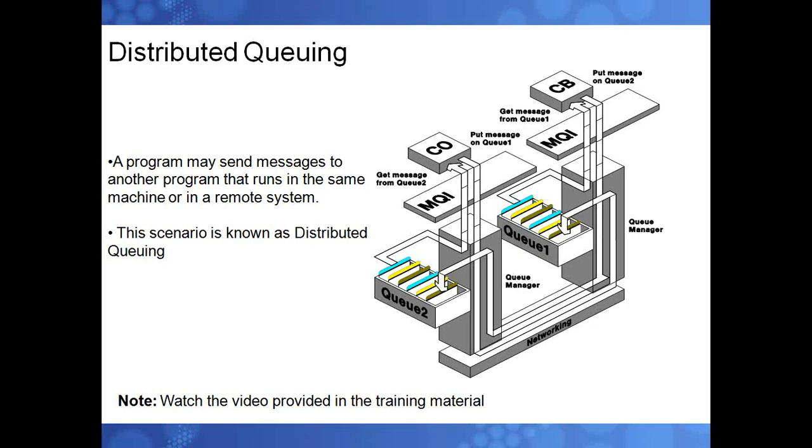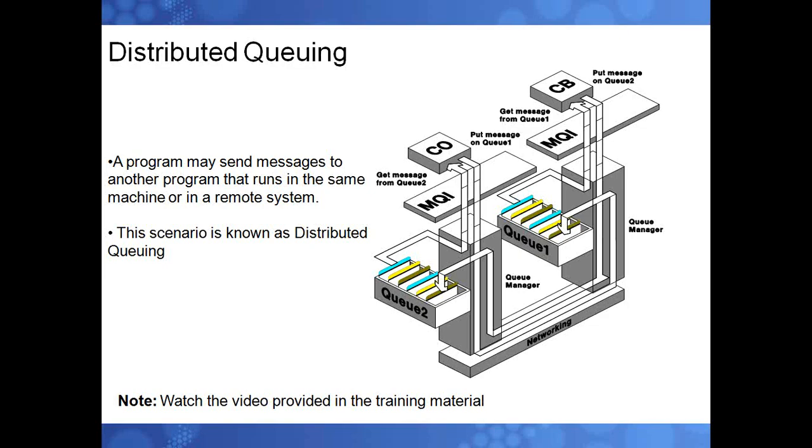In fact, MQ has three key facts which differentiate it from other communication styles. That is, communicating programs can run at different times. The second one is there are no constraints on application structure. And the third one, programs are insulated from network complexities. As I said, we are going to discuss each particular concept in detail in our training classes.